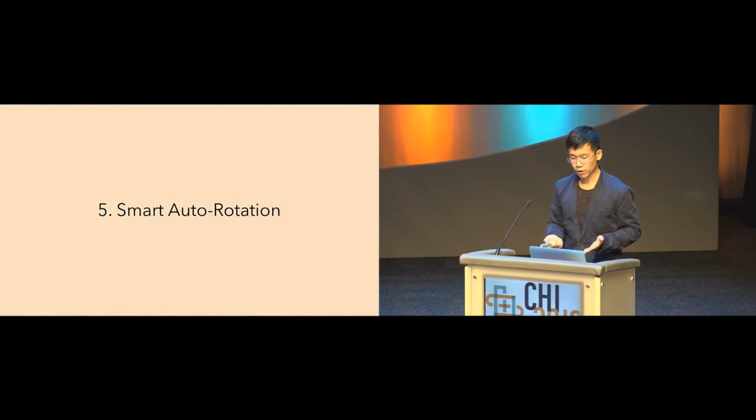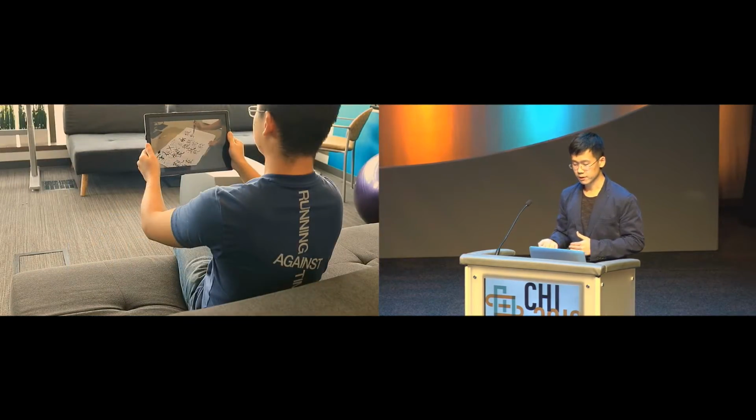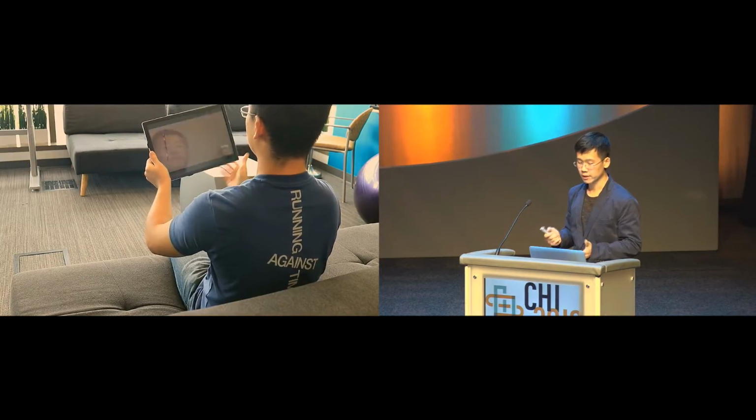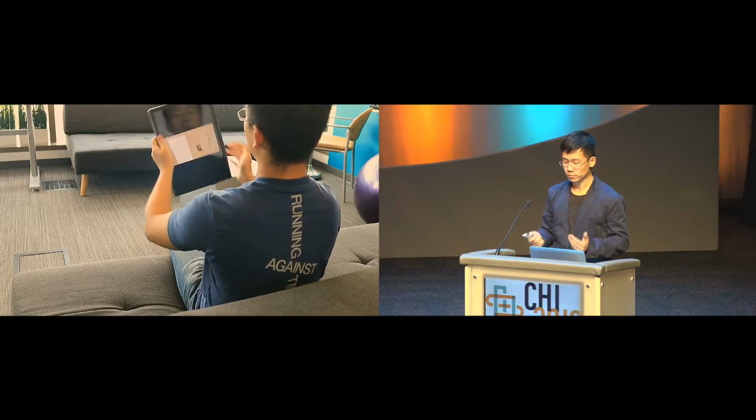We also leverage posture awareness to create a smart auto-rotation. The most related previous work, I-rotate grasp, uses absolute grip gesture to predict phone screen orientations. On a tablet, we noticed that users always change their grip when they want to rotate the screen, but not that much when they don't want to rotate. So we implemented this smart auto-rotation by simply disabling the default auto-rotation when the user's grip doesn't change.